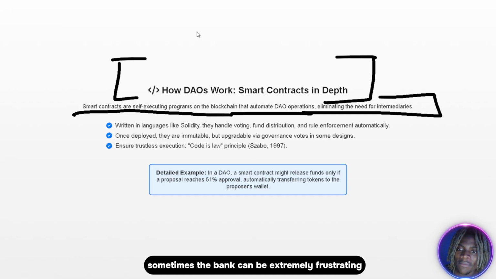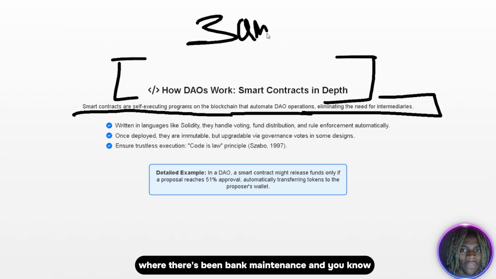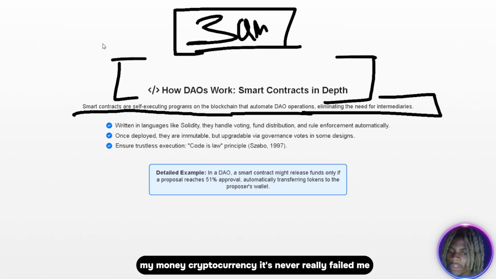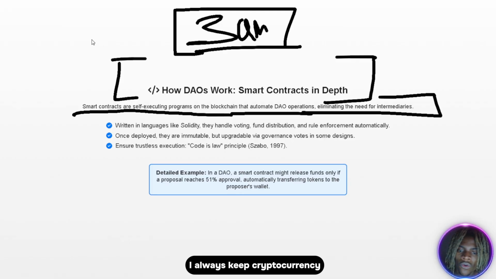Sometimes the bank can be extremely frustrating. Sometimes there's bank maintenance. Plenty of times I've experienced 3 a.m. bank maintenance and couldn't get access to certain amounts of my dollar. My money. Cryptocurrency, it's never really failed me. It's why I always keep a crypto reserve. Alhamdulillah, always keep cryptocurrency just in case my bank is ever down. I never want to be down and out.